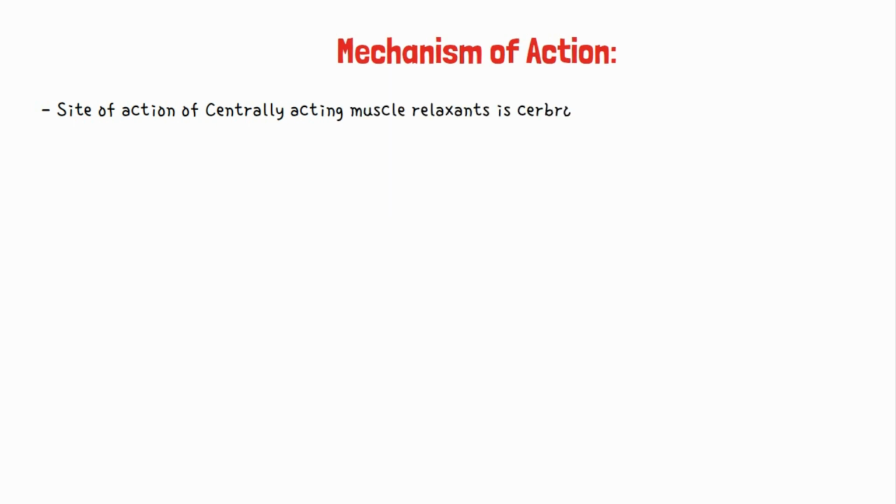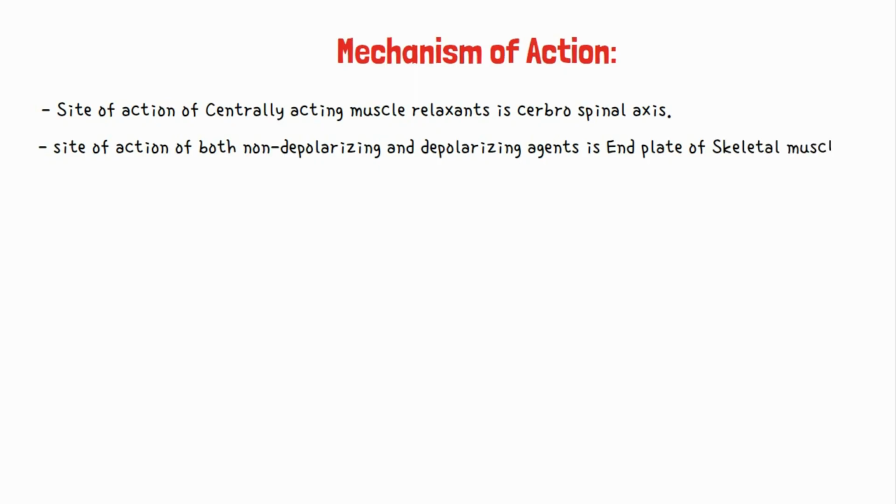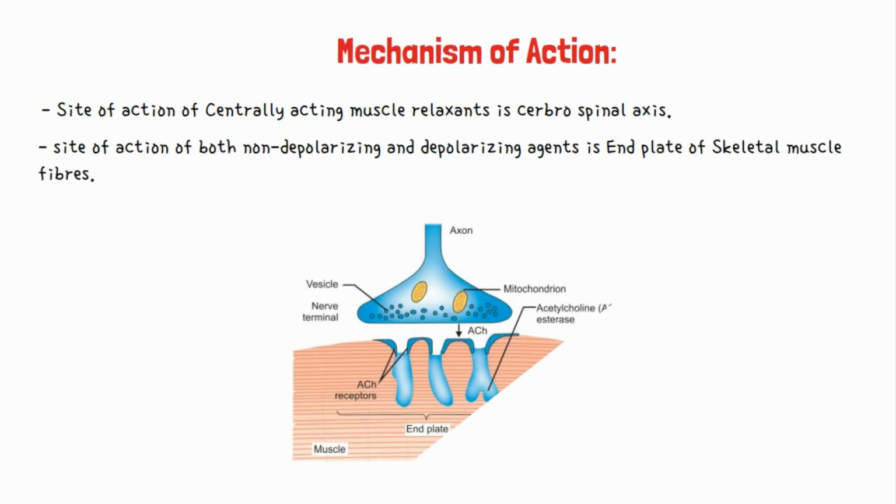Coming to the mechanism of action, site of action of centrally acting muscle relaxant is cerebrospinal axis. Site of action of both non-depolarizing and depolarizing agents is the end plate of skeletal muscle fibers. Now we will know how muscle is contracted. This is motor end plate of muscle, where ACH, acetylcholine, is released by axon into synaptic cleft after action potential. This ACH binds with receptor in muscle fiber, which regulates sodium channel and causes muscle contraction.